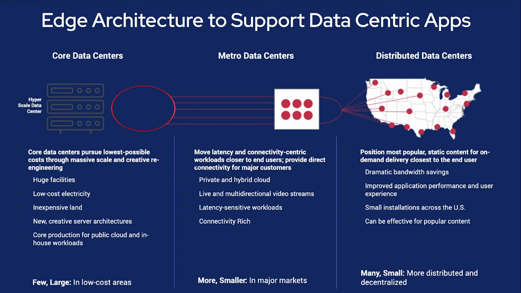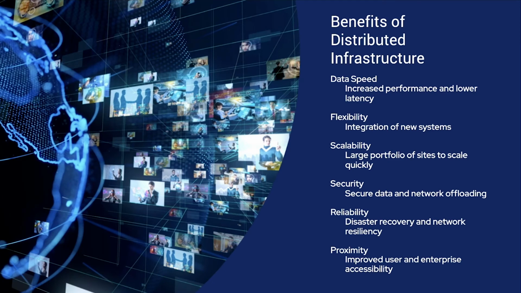And then from there, we want to distribute that further as we continue to grow out into where we're out there very distributed and decentralized. And that's kind of the future of how we're doing this. So small installations across the U.S., very effective for popular content, dramatic bandwidth savings as you get your data out there. And really that latency thing still plays a key role. So looking at this diagram on top, it looks pretty simple, but there are a lot of complexities, and we're going to continue to dig deeper into it as we go forward.